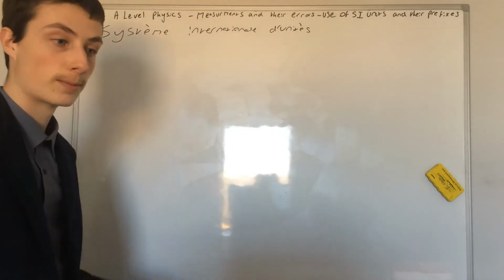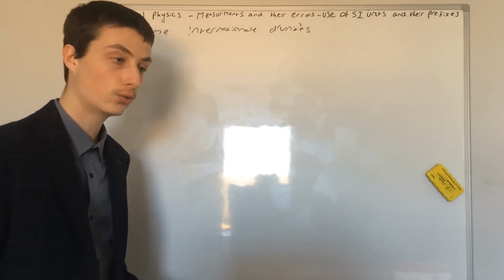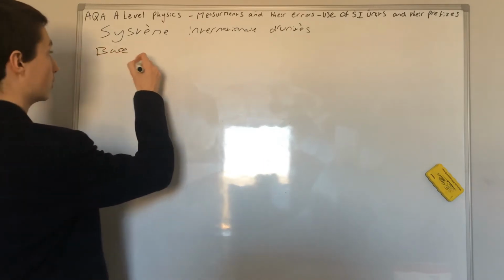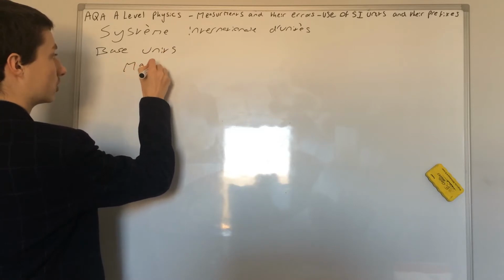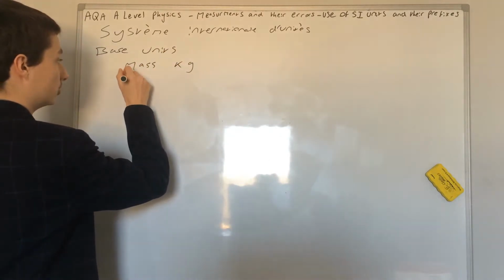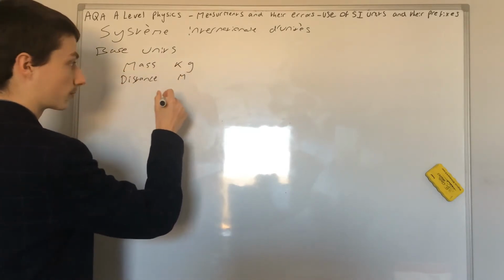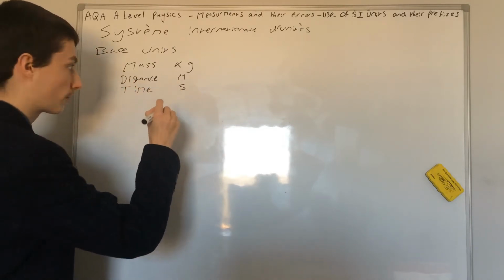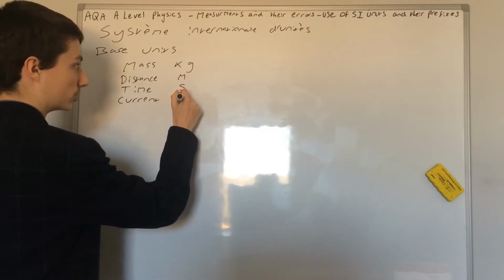Now there's 7 base units. Base units are what we measure. These make up all the other units. These are as follows. Mass, measured in kilograms. Distance or length, measured in meters. Time, which is measured in seconds. Electric current, which is measured in amps.